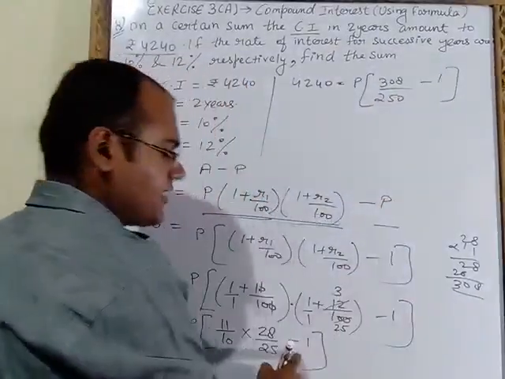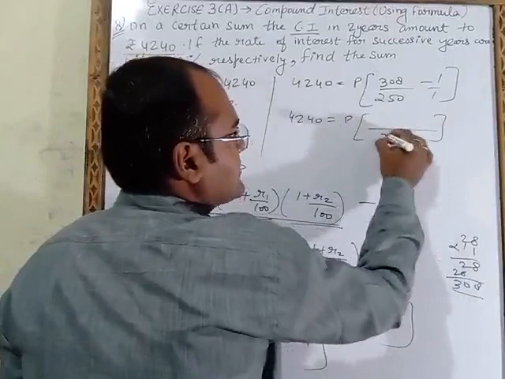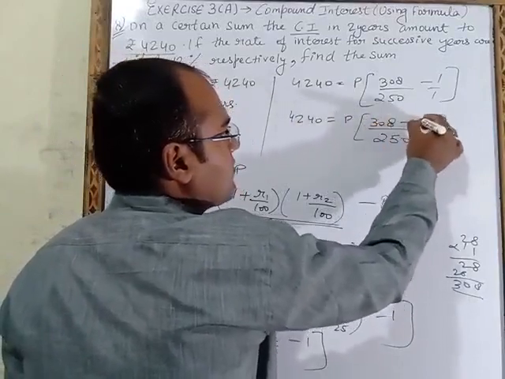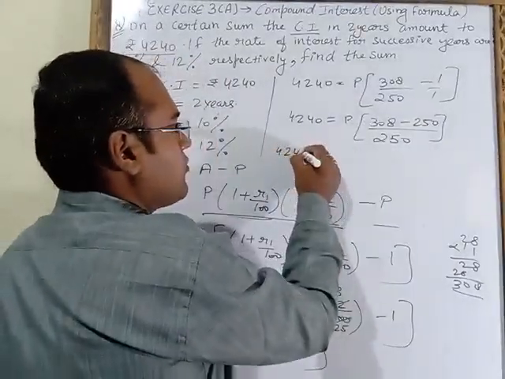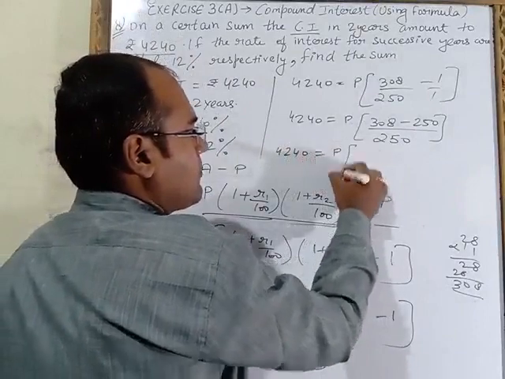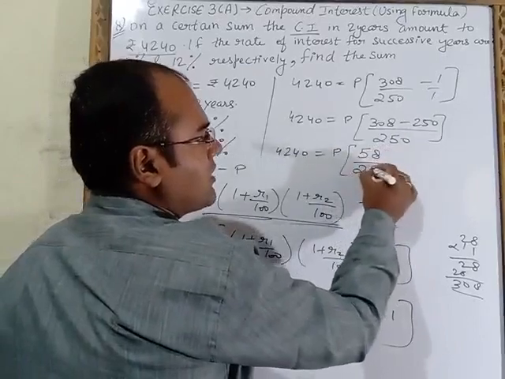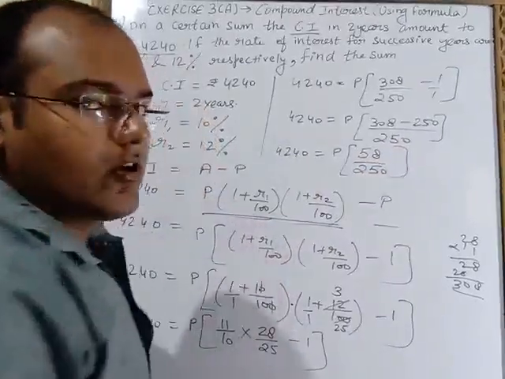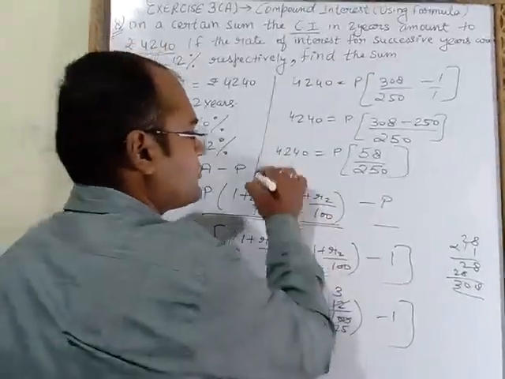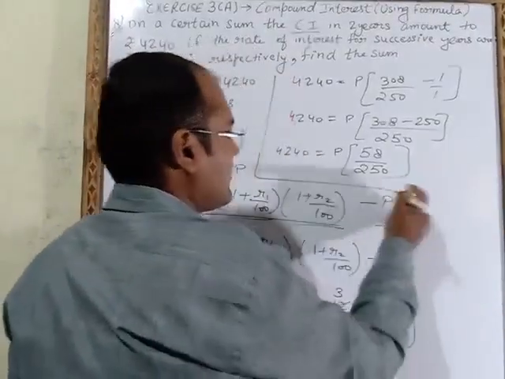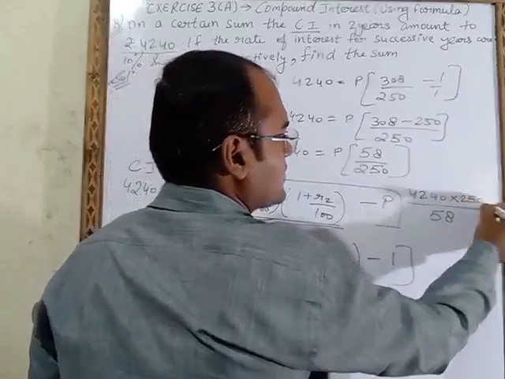Minus 1. Now we will take LCM again. 4240 is equal to P. LCM will be 250. 308 minus 250. Now we will subtract these two. 4240 is equal to P bracket. On subtracting these two, we will get 58 upon 250. Now next step is this 250 we will bring here in the numerator and 58 we will bring in the denominator. So on solving it, we will write 4240 into 250 upon 58 is equal to P.